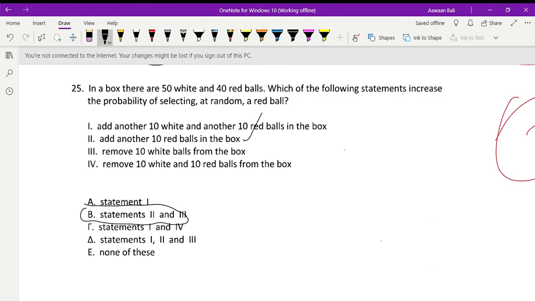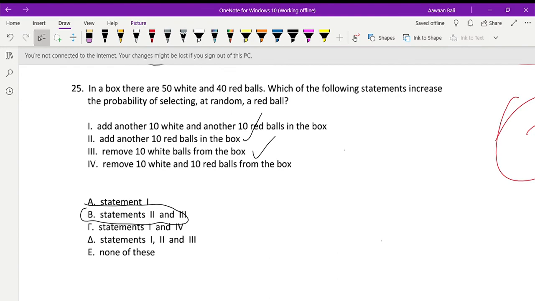And now remove 10 white balls from the box. That also works. But if you're removing both 10 white and 10 red balls, nothing exactly changes. And if you do the same thing with adding, nothing exactly changes. But here, you're removing 10 white balls and you're adding 10 red balls, which makes sense. So the beta statements, II and III, work.